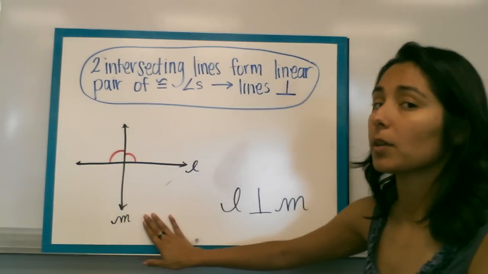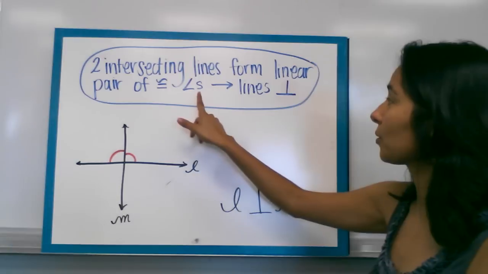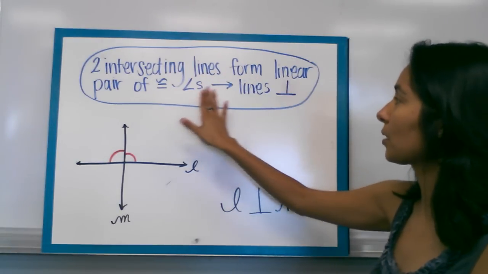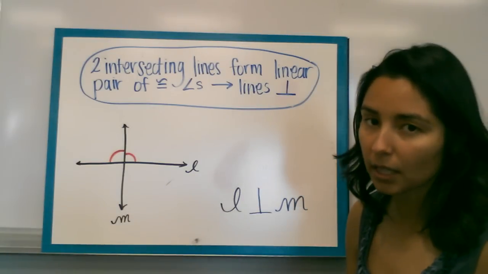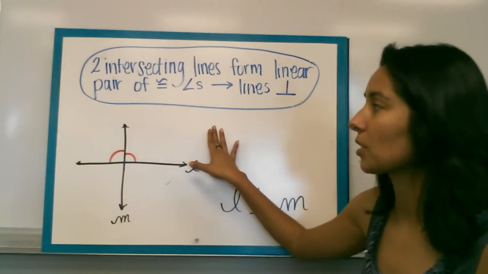The first theorem that we have is: two intersecting lines form a linear pair of congruent angles. If two intersecting lines form a linear pair of congruent angles, then the lines are perpendicular. Now that's a really long title. This theorem doesn't actually have a name, so its name is kind of like its definition.